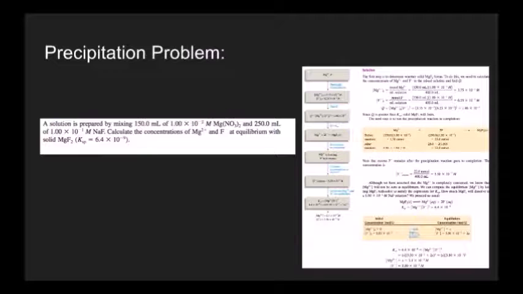Note that, based on the ICE chart, F- remains after the precipitation reaction goes to completion because Mg2+ acts as the limiting reactant. Using MgF2, we can see that if we redissolve this using the expression for Ksp, we can find the concentrations of Mg2+ and F- from the other table below. Initial concentration of Mg2+ is 0 and F- is 5.5 times 10 to the negative 2.